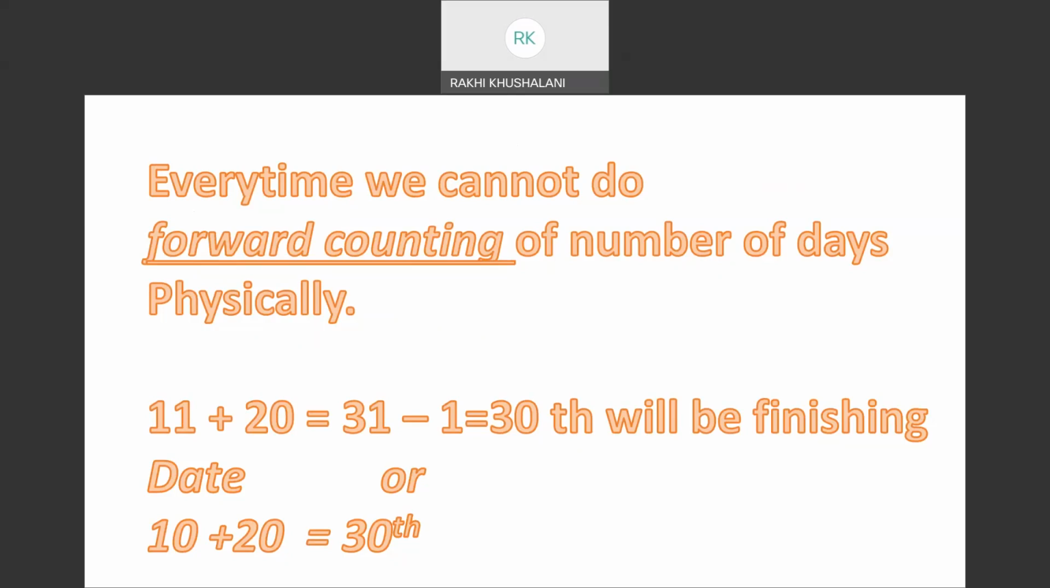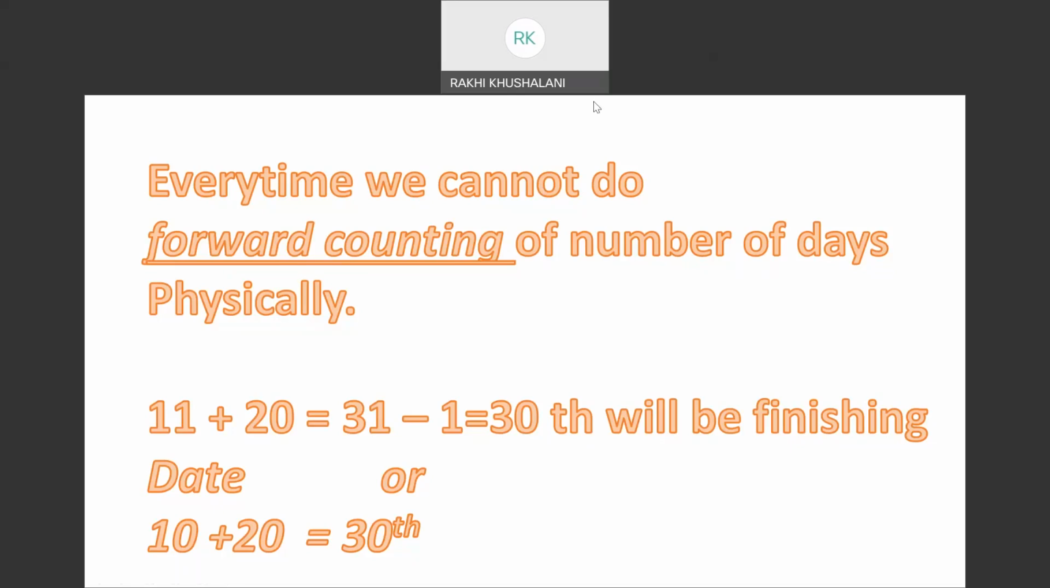So 30th, what we are going to do, we are going to subtract 1 from the given date, and I get 30th, that will be the finishing date. Or the other way can be, to avoid 11th being a repetition, I can take 10th instead of 11. I can take 10th because I want to include that 11 in the 20 days. So I can do 10 plus 20 is equal to 30th as the date you will get, which is correct in both the cases. Children, don't get confused.